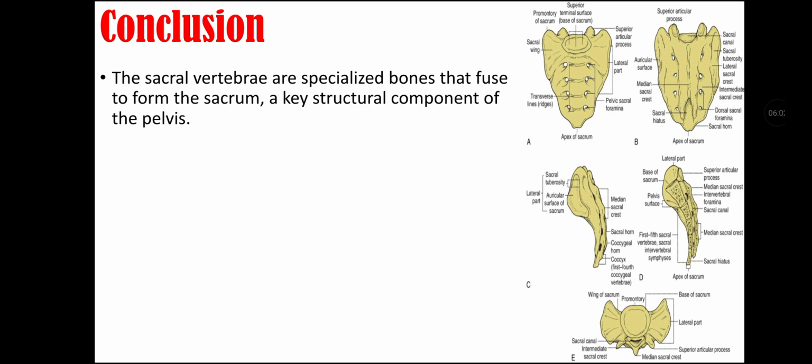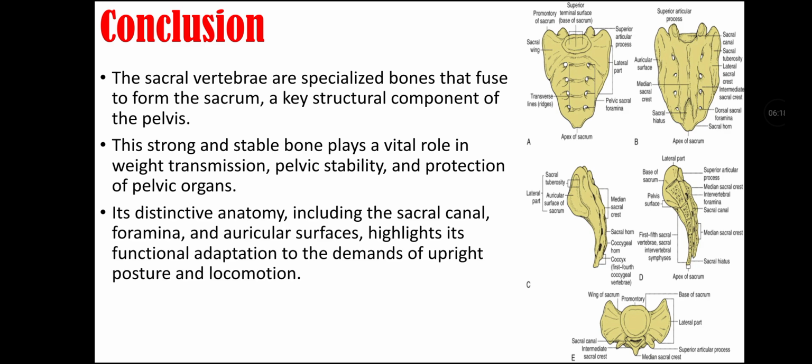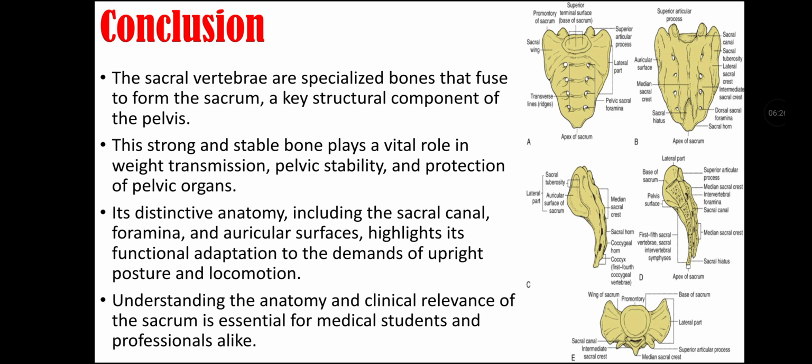Conclusion of this lecture video. Sacral vertebrae are specialized bones that fuse to form the sacrum, a key structural component of the pelvis. This strong and stable bone plays a vital role in weight transmission, pelvic stability, and protection of pelvic organs. Its distinctive anatomy, including the sacral canal, foramina, and articular surfaces, highlights its functional adaptation to the demands of upright posture and locomotion. Understanding the anatomy and clinical relevance of the sacrum is essential for medical students and professionals alike.